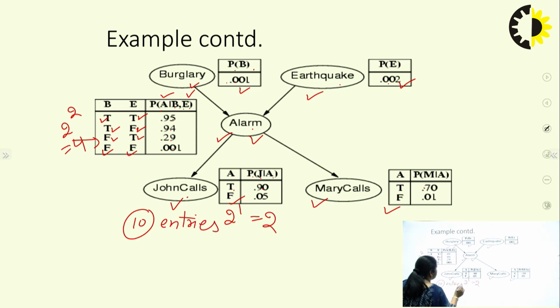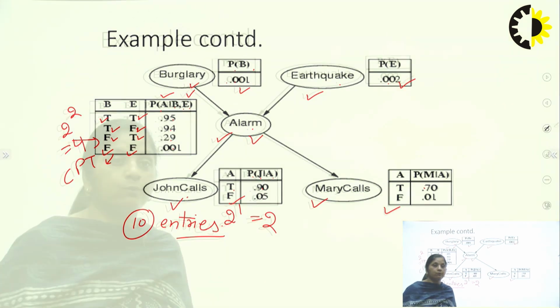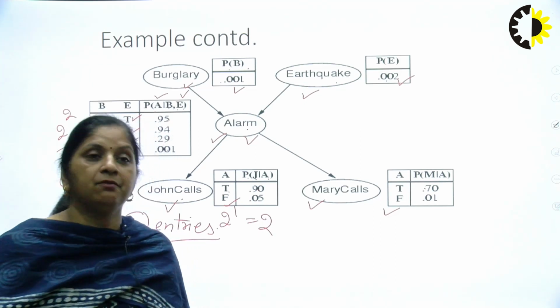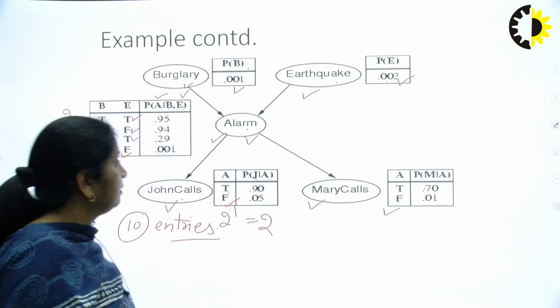These are our conditional probability tables, CPT, one for each variable. So in all the CPTs, how many entries are there? That is 10 entries. So this is the way a Bayesian network is presented, and what it concludes depends on the domain. According to the domain given, we will decide the variables.